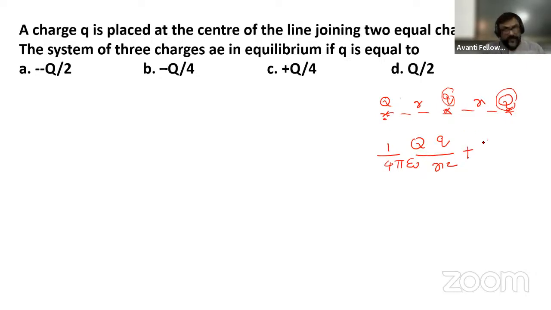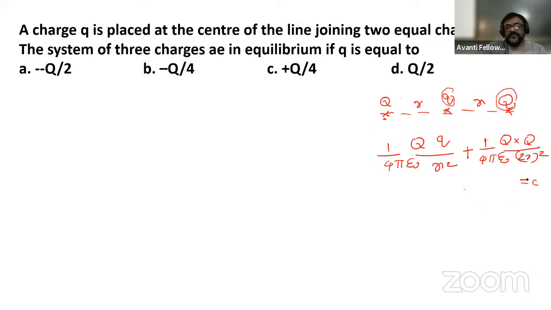force. They are vectors, so I'm adding them. 1 by 4 pi epsilon 0. What will be the other force? This is capital Q, and this one is also capital Q. So what is the force expressed by it? Q into Q by, what is the distance between them? This distance is R, this distance is again R. So the total distance will be R plus R, and it will be 2R. So what is the square of 2R? 2R the whole square.